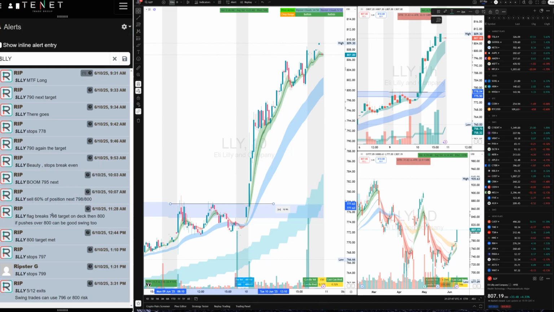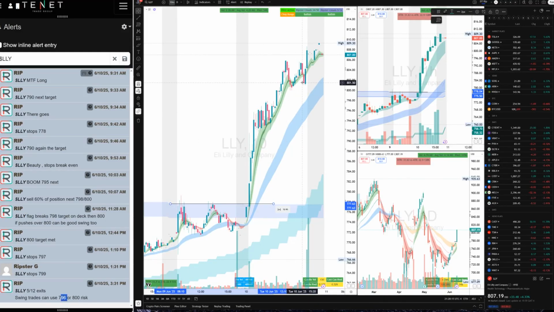Then we saw the flag break. This is where I said flag break, and then we met our 800 target. You see, at 10 a.m. I said the 800 target is coming. By 12:40 we hit our 800 target. When we hit it, I told the traders to move your stops to 797. I also said if we push over 800, we are going to go much higher. I gave the stops of 799. I also gave the swing traders a stop of 796.